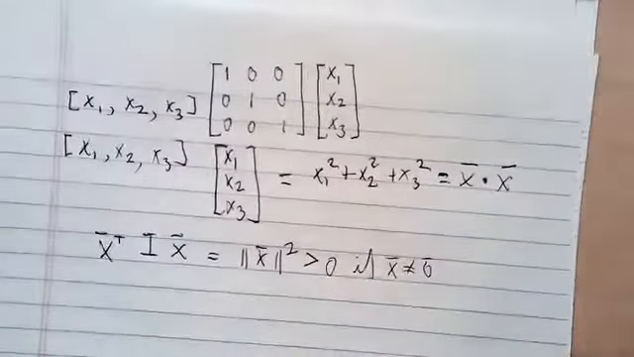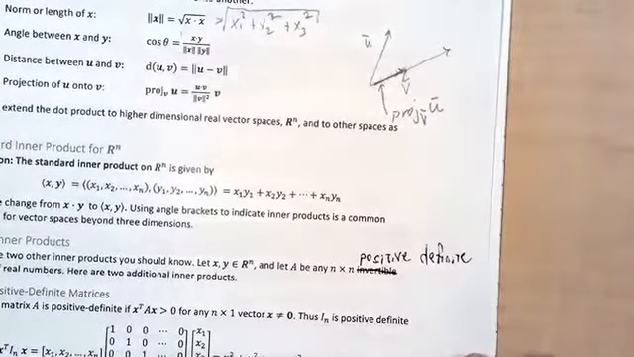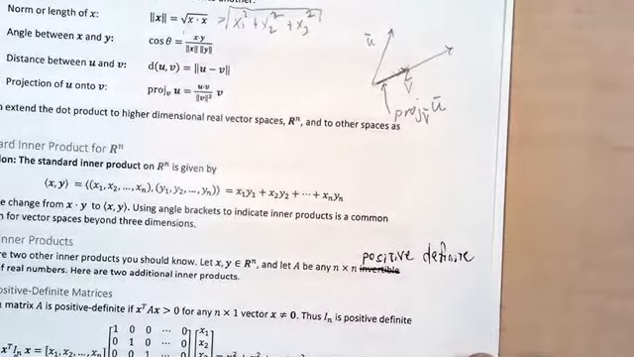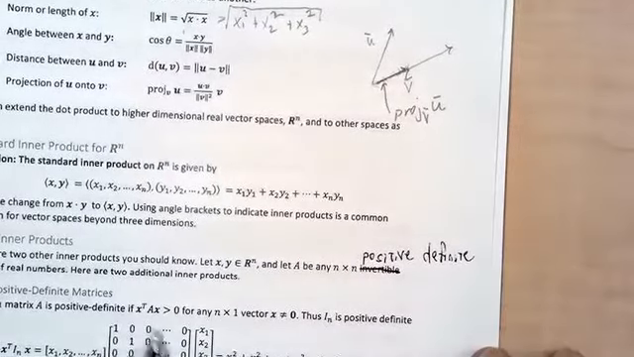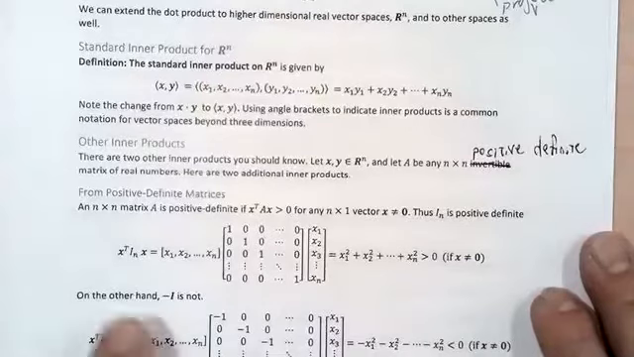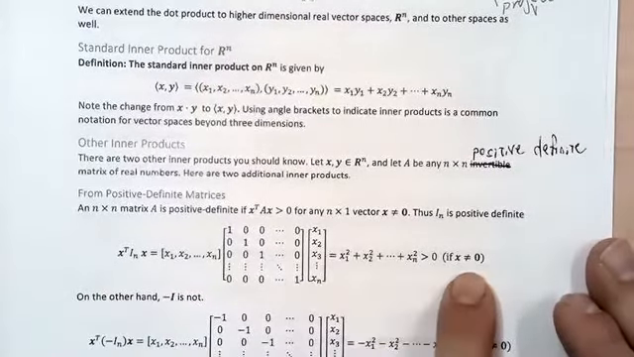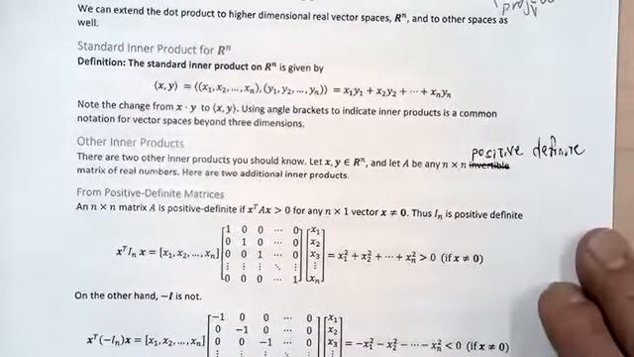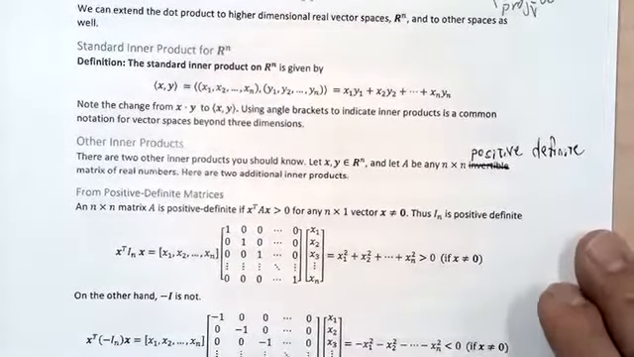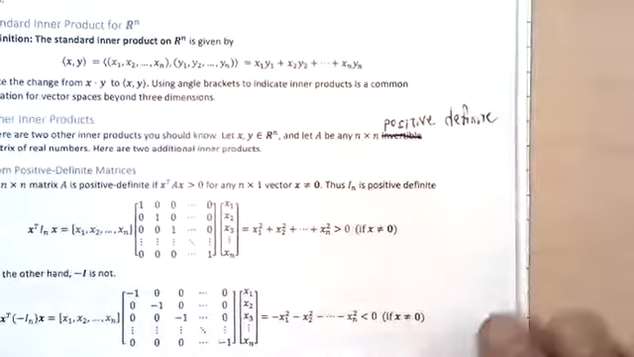So that is trying to shed some light on what this thing says here. I_n is a positive definite matrix. Here is the proof. If I take x transpose times I x, I get a sum of squares, and as long as I didn't start with a 0 vector, that is guaranteed to be strictly greater than 0. So the identity matrix is positive definite.